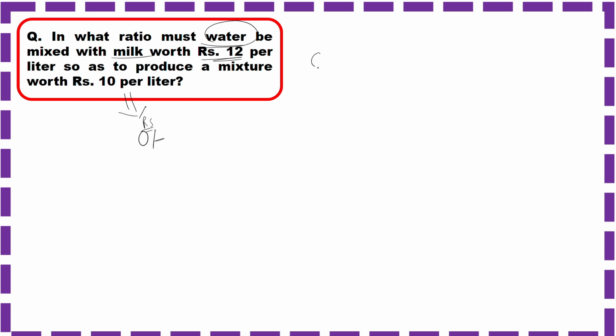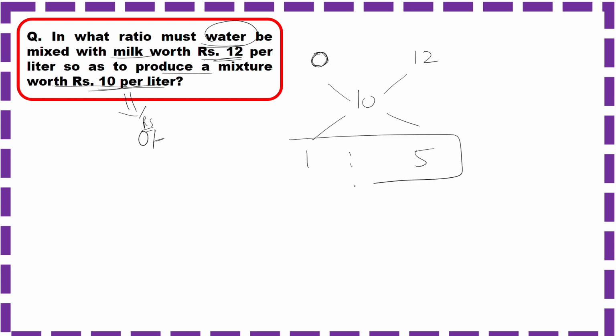Water. So put the price of water on the left hand side as it is the cheaper one, and the value of milk on the right hand side, which is 12 rupees. And here we must mix them in some ratio in such a way that the resultant mixture is worth 10 rupees per liter. So 10 will be the mean value, so just subtract this, we will get 1:5 as the ratio. So in this ratio the water and milk are to be mixed.